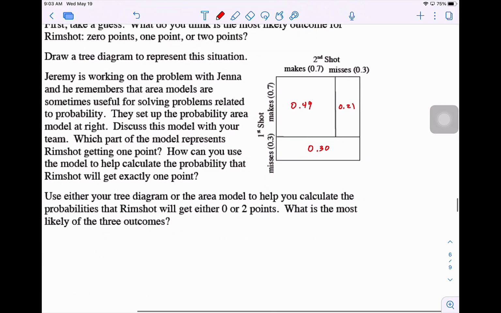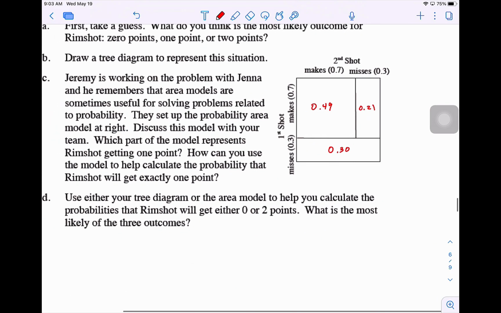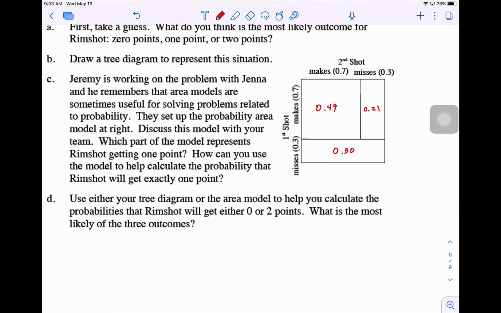So now if we take a look, it says Jeremy is working on a problem with Jenna. He remembers that the area model is sometimes useful. They set up the probability. Which parts of the model represent what? We talked about that. How can we use this to calculate the probability that he gets exactly 1 point? And so we've kind of gone through.